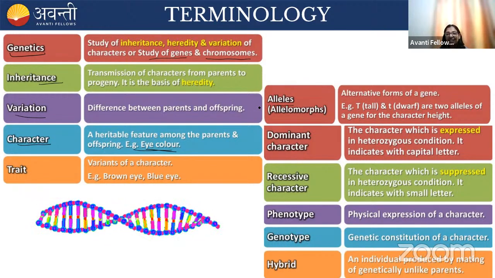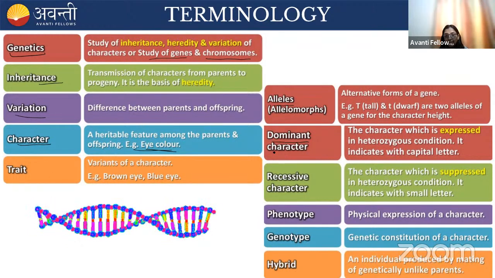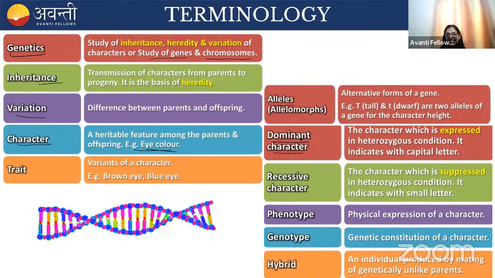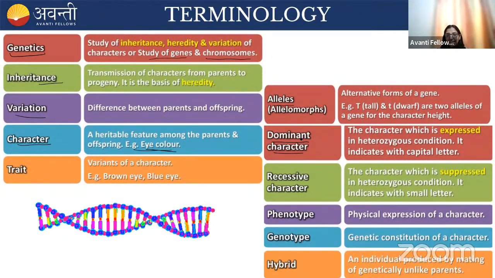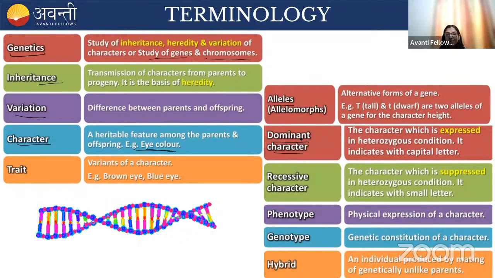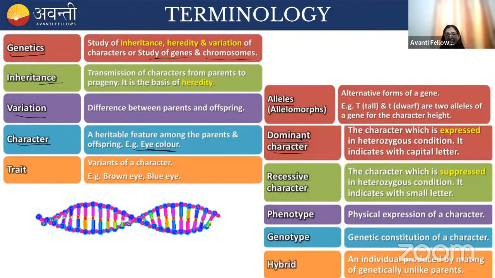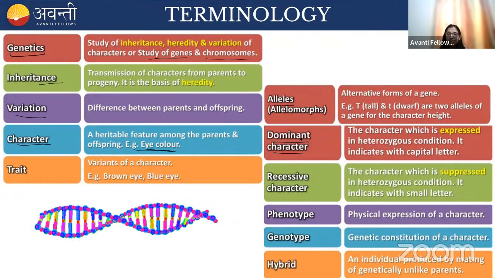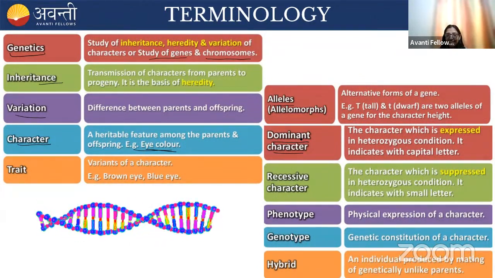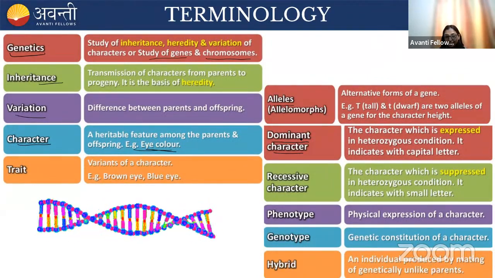Alleles are the alternative forms of genes, or the molecular form of genes. We represent the dominant allele with a capital letter and the recessive allele with a small letter. If the character is expressed in the heterozygous condition, it is referred to as a dominant character. If the character is suppressed in the heterozygous condition, it is known as a recessive character. Recessive characters you can only see in the homozygous recessive condition. When the recessive alleles are present in a homozygous condition, only then will you be able to observe the recessive character.